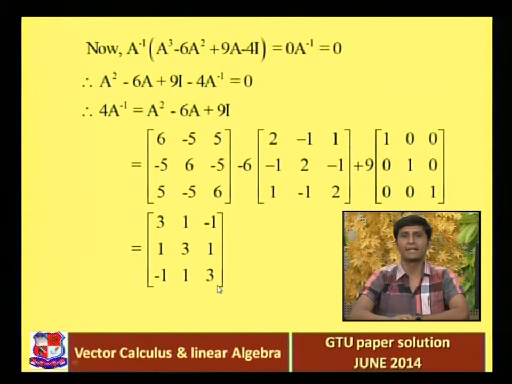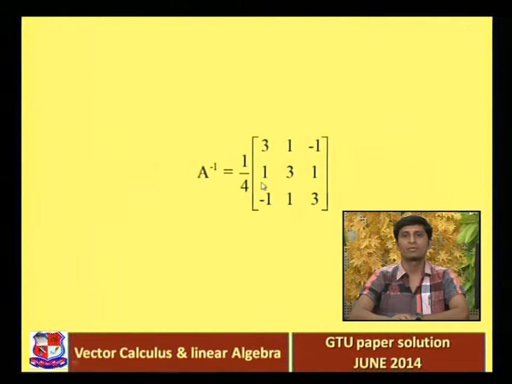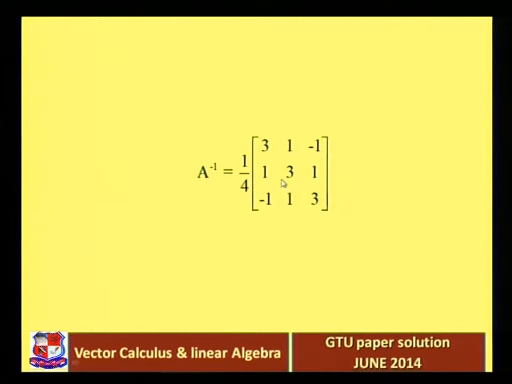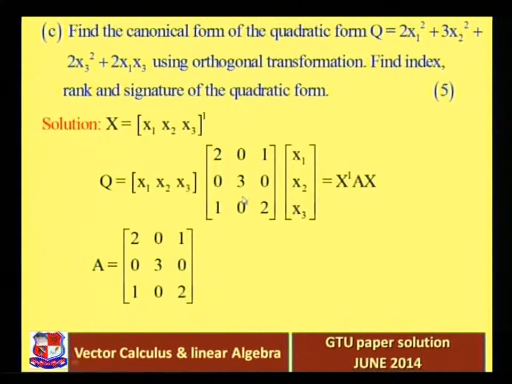Now if you want to find the value of A inverse, that is equal to 1 by 4 into [3, 1, -1; 1, 3, 1; -1, 1, 3]. So here is our answer, A inverse. Using Cayley-Hamilton theorem we can easily find the value of A inverse. So this question was complete. Now next question, question 5c.